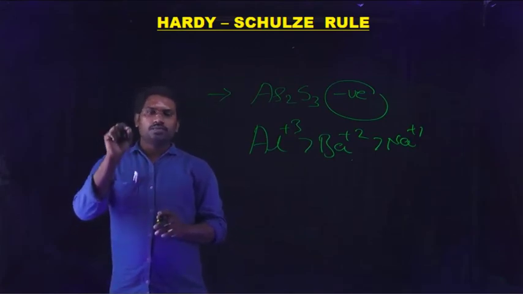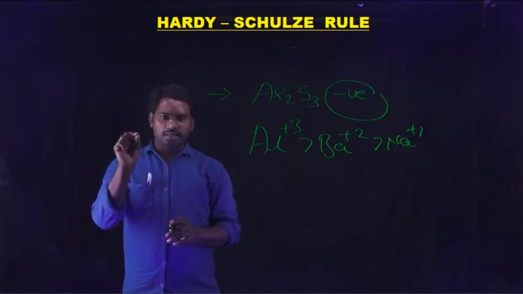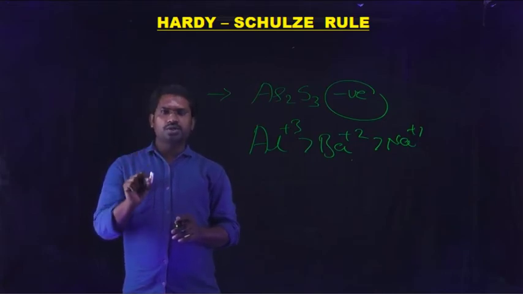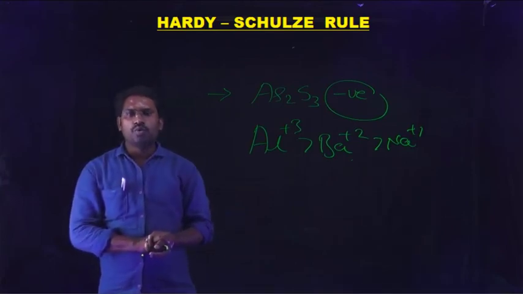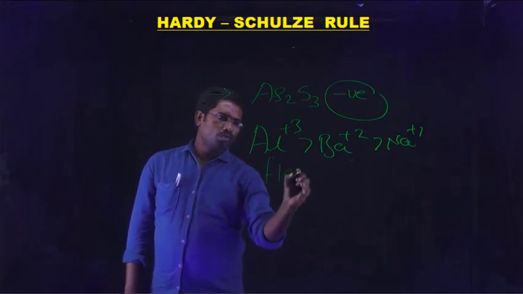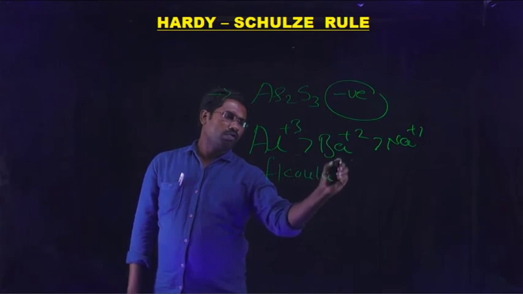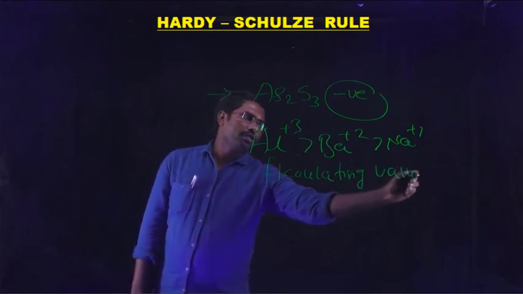That means the species carrying a higher charge, either a positive charge or negative charge, when added to the given colloidal solution, has more flocculating value.